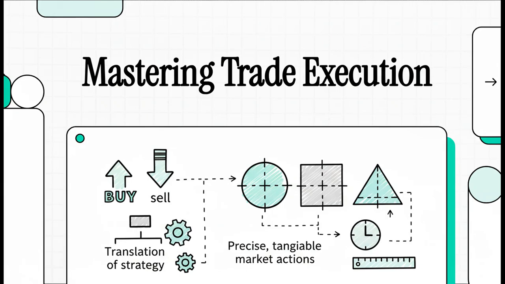If you've ever traded, you realize pretty quickly that a great idea is only half the battle. The other half, well, that's all about execution. So today, we're going to move way beyond just clicking buy and sell. We're going to dive into the essential tools that turn your strategy into precise, real-world market actions.